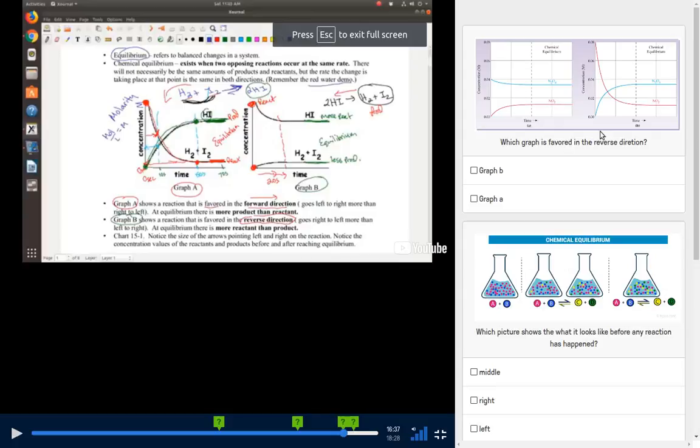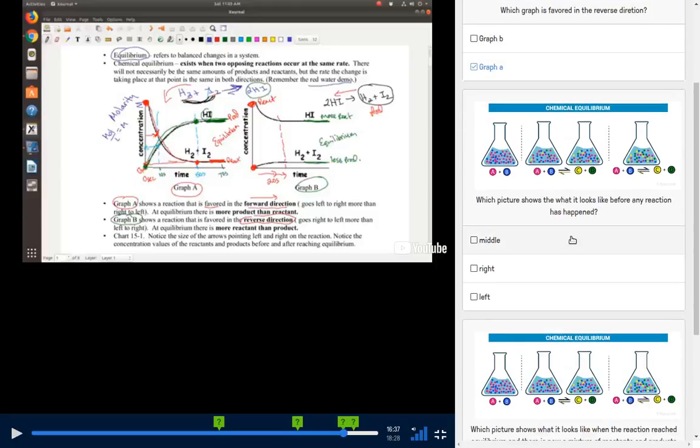Anyway, which one is favored in the reverse direction? Well, several things to know. If the concentration of the reactants goes below the products, that's the forward direction, just like we talked about in that video. If the reactant concentration stays above the products, it's favored in the reverse direction. So the one that's favored in the reverse direction is graph A, and reverse direction means going from right to left rather than left to right. So graph A was favored in the reverse direction.